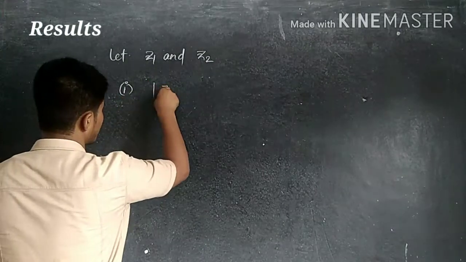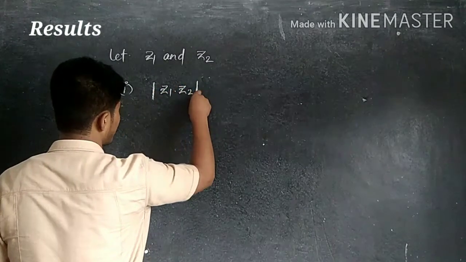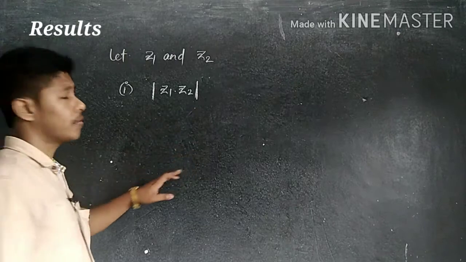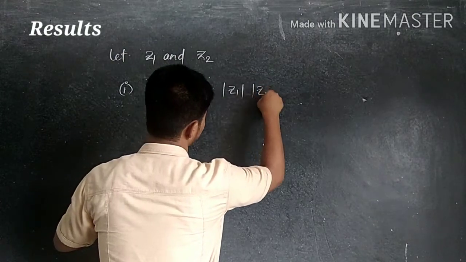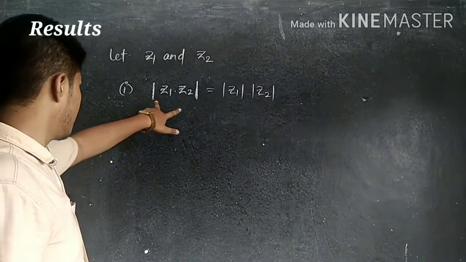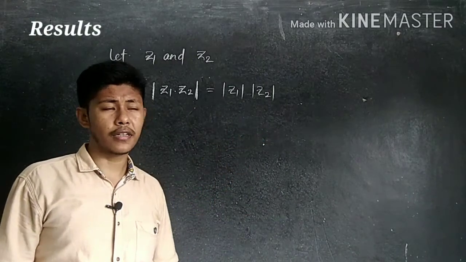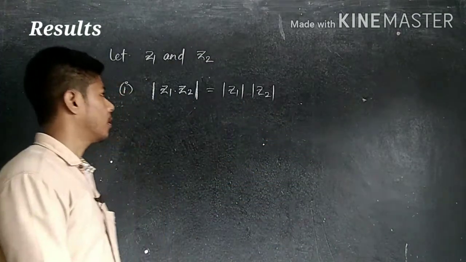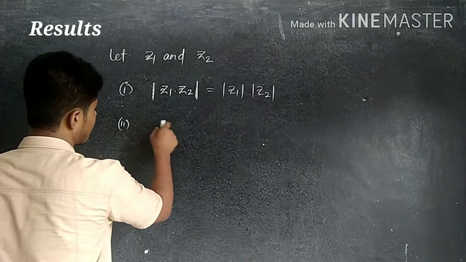If two complex numbers are given in multiplication form, modulus of Z1 into Z2, if we get this anywhere, then easily we can separate this into two parts: modulus of Z1 into modulus of Z2. If you apply some values and evaluate, you get the same result. Is it clear? So this is the first result: modulus of Z1 into Z2 equal to modulus of Z1 into modulus of Z2.